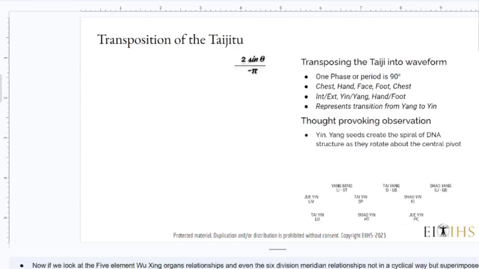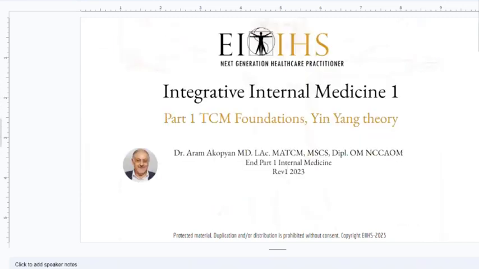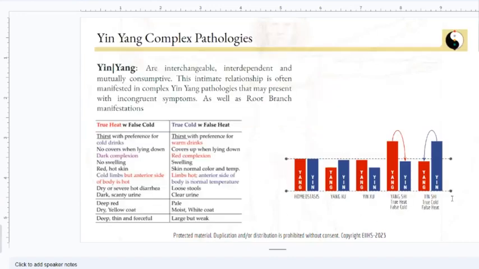So, when you look at the foundations, where is that chart? One chart that I had right here. When you look at the foundational elements of yin and yang, right? Because under normal circumstances, yin and yang are balanced. But notice that in the Taiji, it's not a straight line.